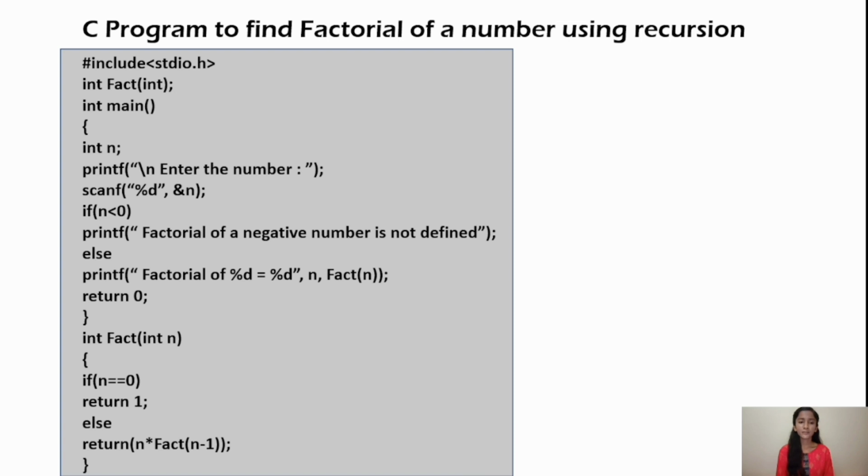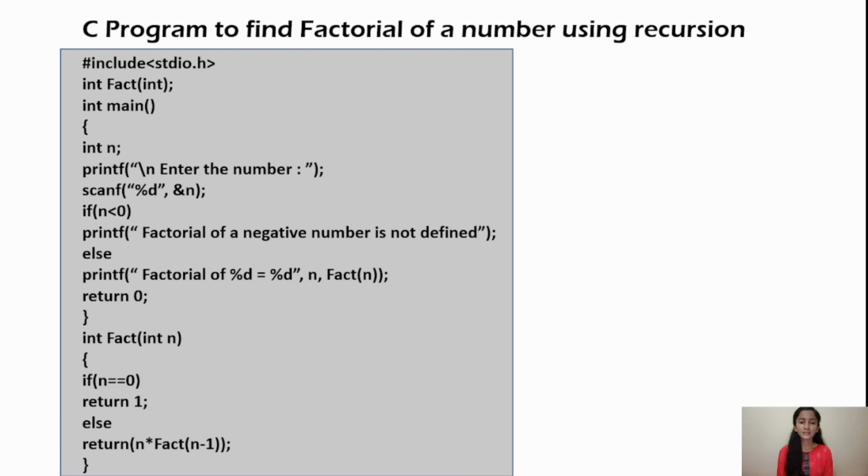int fact(int n). We know that the execution starts from the main function, that is int main() {. Now let's declare a variable n, that is int n. printf("Enter the number"). Here we are asking the user to enter a number.